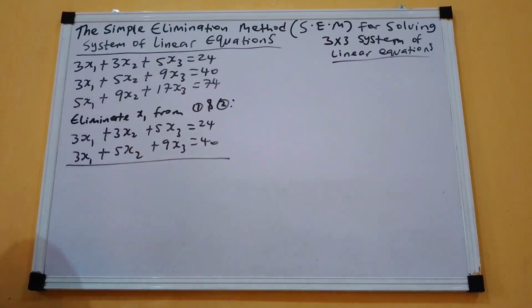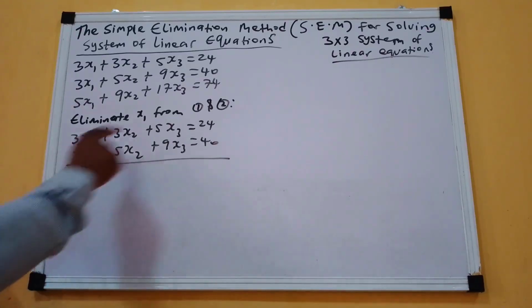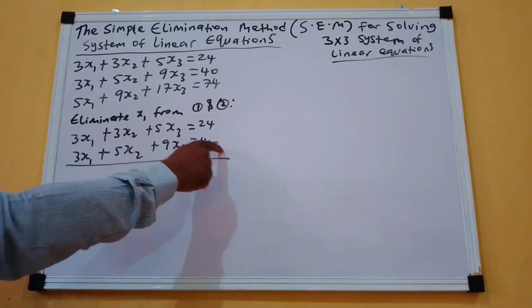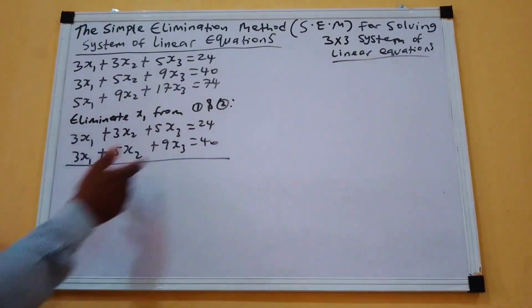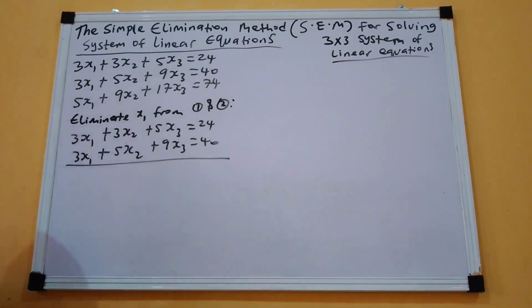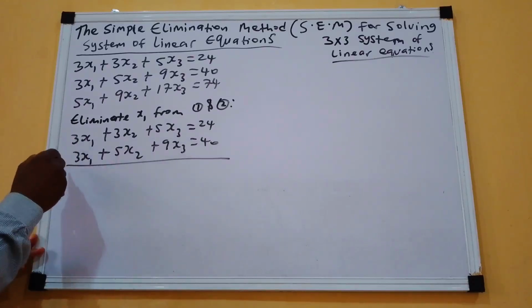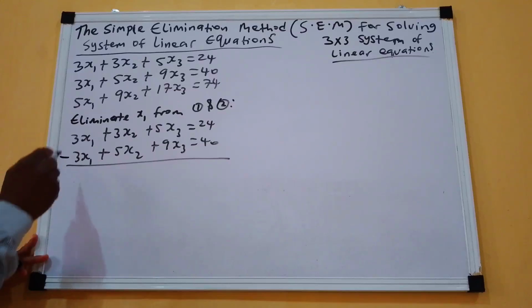If the coefficients are not the same, I will multiply the first equation by the coefficient of x1 in the second, and multiply the second equation by the coefficient of x1 in the first, so as to make the coefficient of x1 the same, so that it will be easy for me to carry out the first stage of elimination. Since they have the same coefficient, I can go ahead and subtract.